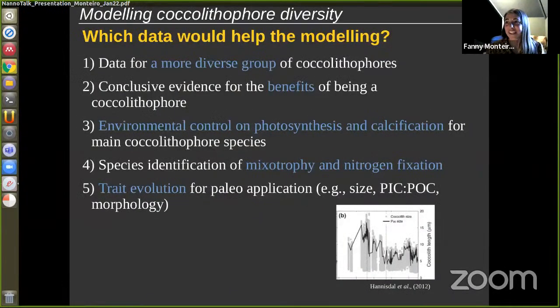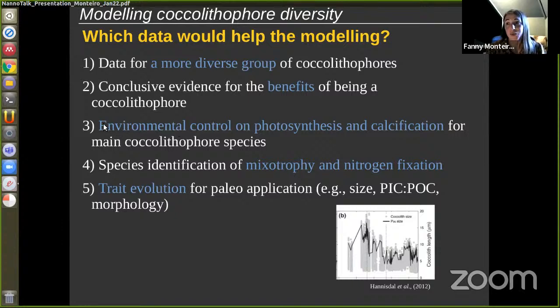So talking to paleontologists and observationalists, which data would I need to model coccolithophores in a trait-based model? Well, I need data for a more diverse group of coccolithophores to start with, no doubt. We have lots of data for Emiliania huxleyi. It'd be good to include the other groups. We need more conclusive evidence for the benefit of being a coccolithophore.